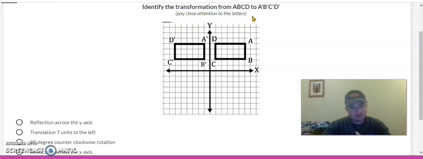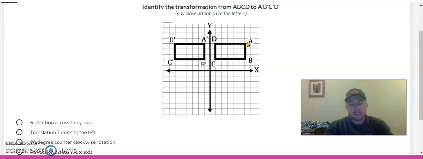Because if it was a reflection, this would have happened. Let's eliminate some things first. It's not a reflection across the x-axis because that would bring the image down here. And it's not a counterclockwise rotation because this wouldn't be facing the same way as this if it was. So that means either it's a reflection across the y-axis or it's a translation. And most people said it's a reflection, and it's not.